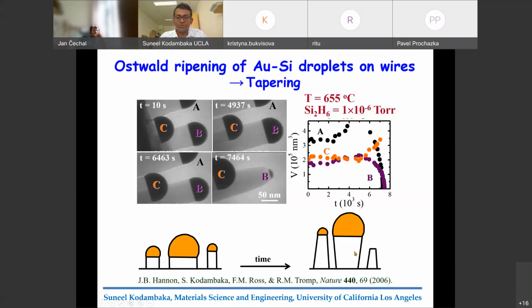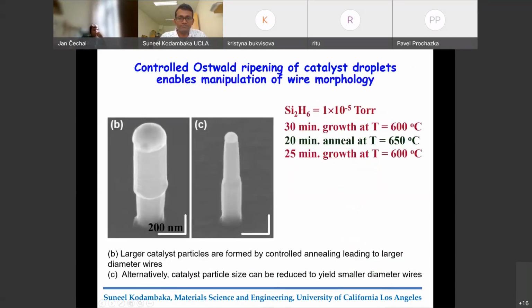And what you have noticed here is that as the droplet is increasing or changing in size, there is a concomitant change in the size of the wire as well. So this leads to tapering that you observe in the nanowires. You can take advantage of this, and this is one such example where the nanowires were grown for a certain time and annealed without any growth. So the growth was stopped and just heated and let the size of the droplets change. And then if you resume the growth, those droplets that have gotten bigger would grow with a larger diameter, and those droplets that got smaller would grow with the smaller diameter wires.